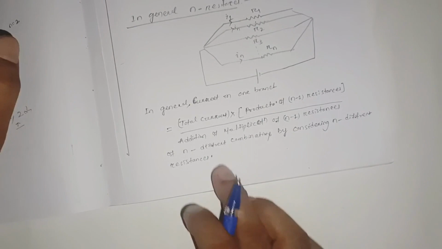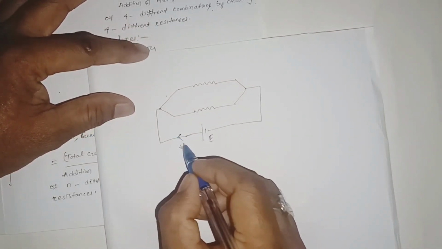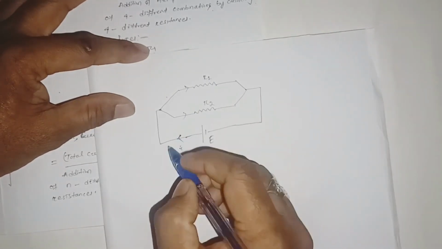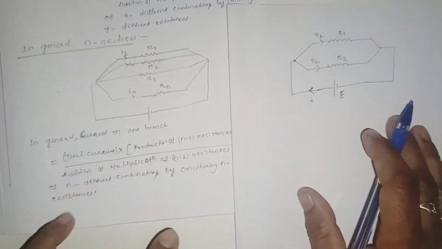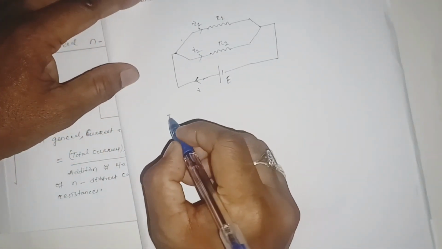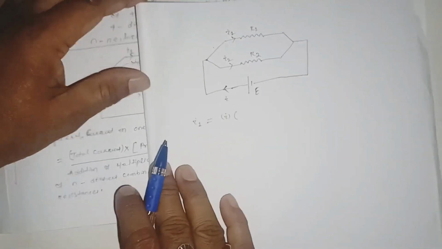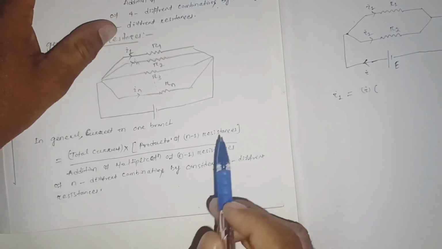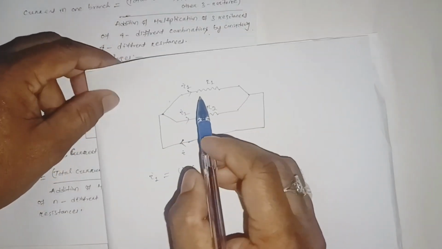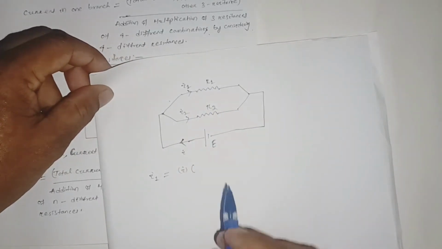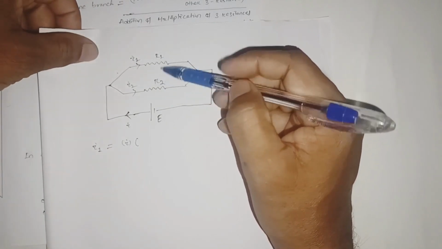Now we are going to apply this general formula to our simple circuit, which contains only two resistances connected in parallel with each other. Suppose through R1 the current I1 and through R2 the current I2 flows. We have to find I1 and I2. I1 will be equal to total current I into the product of n minus 1 resistances, except the resistance along which the current has to be found. Here we want I1, so R1 we ignore, and since n is 2, 2 minus 1 means one resistance we consider.